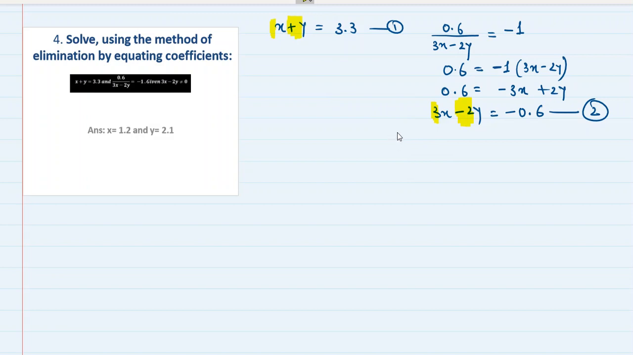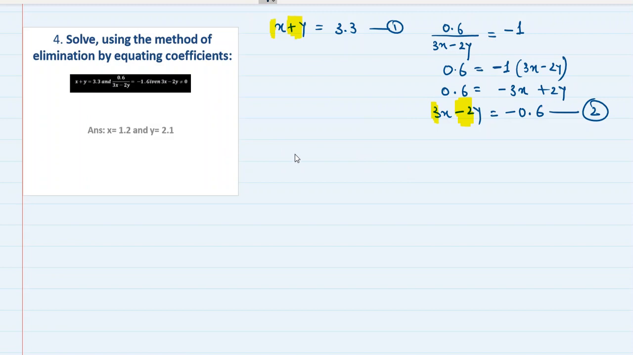I'm going to select y as the variable whose coefficients I'm going to equate. Why? Because the signs in front of y, that is positive and negative signs, can easily be eliminated because they've got opposite signs. So you will know why I'm selecting y.